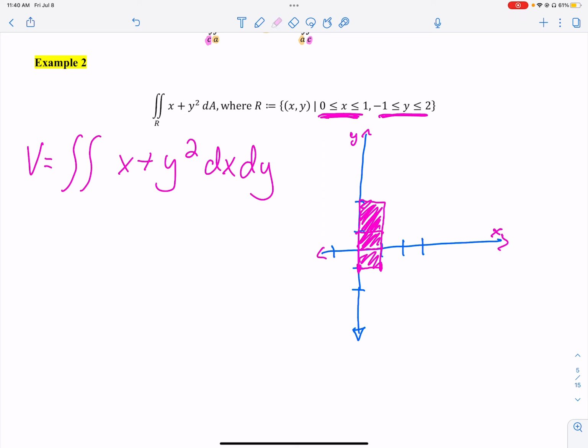You should look in the picture and in the description up here, the R region. This says from 0 to 1. The picture also verifies that. So 0 to 1 goes with the dx.